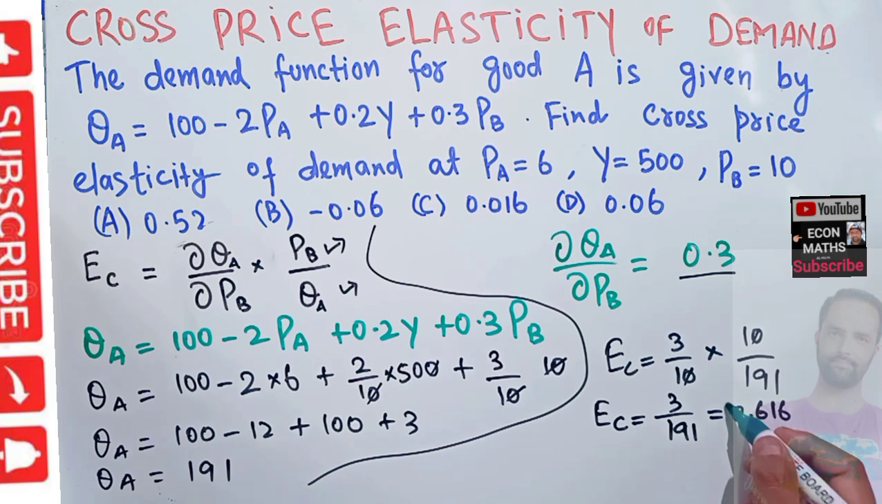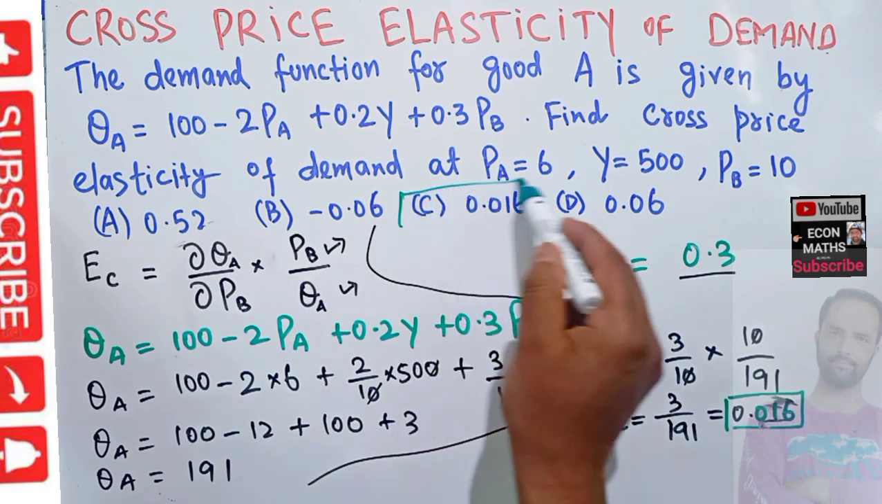We got this cross price elasticity of demand as 0.016. Okay, so this option is correct.